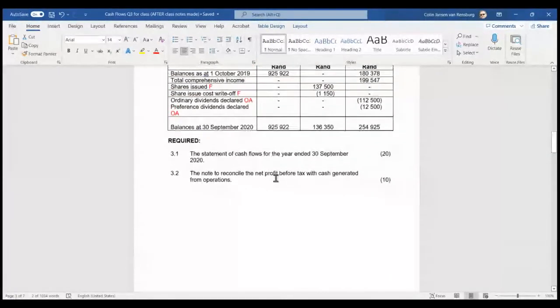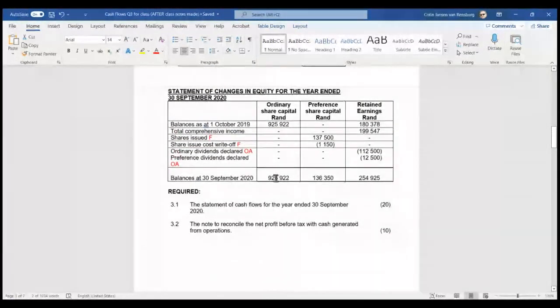Anyway, so now let's go to our statement of changes in equity, right? That is where we will find dividends declared. So, ladies and gentlemen, we go to our statement of changes in equity. We see there's ordinary dividends declared of 112,500 rands. There's preference dividends declared of 12,500 rands, right? So our total dividends declared looks to be 125,000, right? So our total dividends declared are 125,000. Thank you, Apiwe, for confirming that.